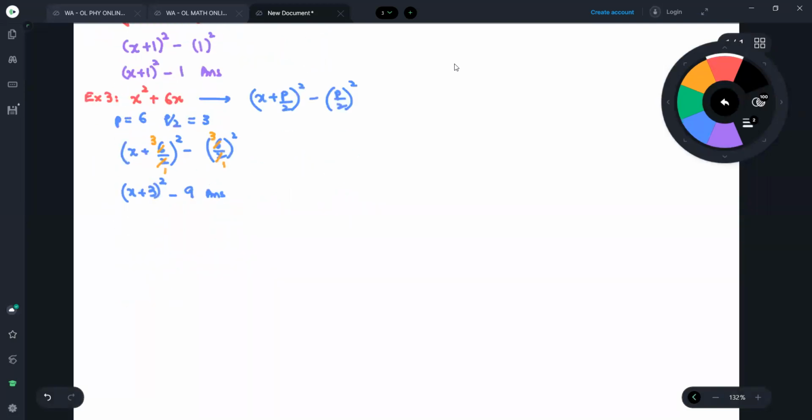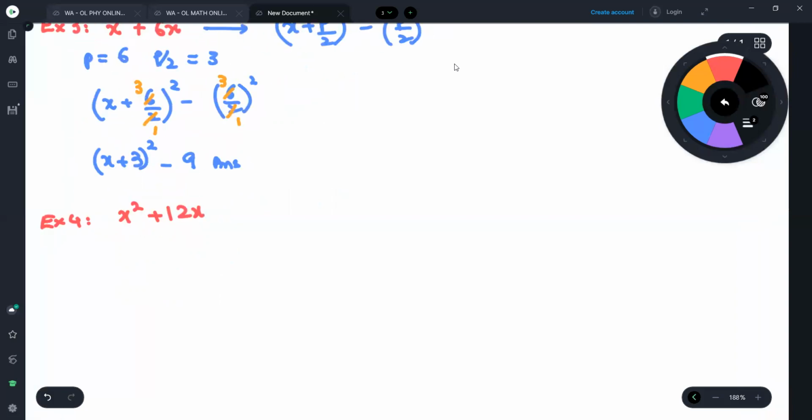Yes. Next is Myra. It's going to be x square plus 12x. Yes, Myra. I'm going to zoom it in for Myra. I can see. P will be 12. Half of P would be 6, right?